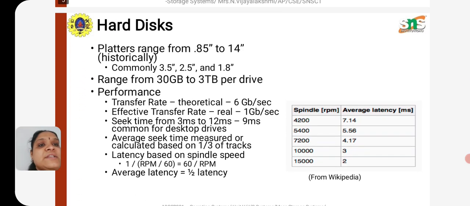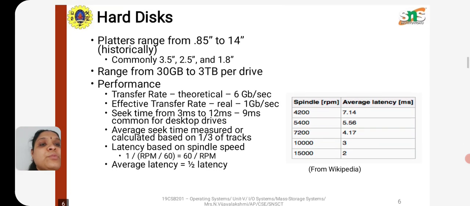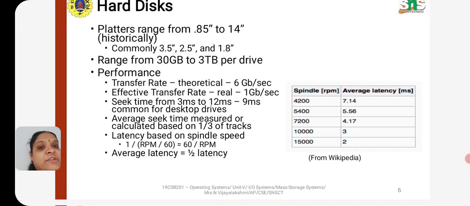Hard disk platters range from 0.85 inch to 14 inch. Commonly 3.5, 2.5 and 1.8 inch will be there. It ranges from 30 GB to 3 terabytes per drive. If you see the performance, there is transfer rate and effective transfer rate, and seek time can be calculated, and average seek time can also be calculated. Average latency is half latency. Latency actually depends on the spindle speed.